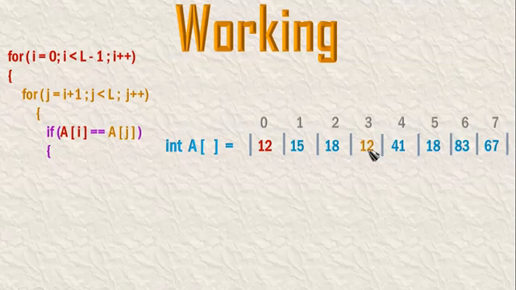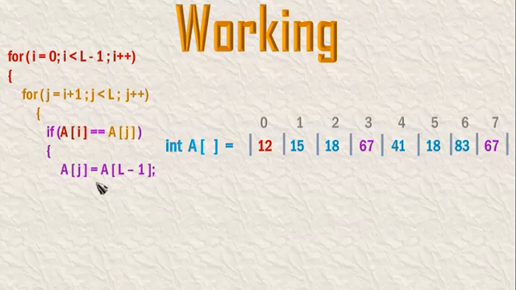When it is equal, we will take the value at the last index, that is 67 here. We will overwrite the value at the last index to the index where the value is repeated. So we have to write the code a of j is equal to a of l minus 1. Here l minus 1 is the last index. Then we will decrease the array length by 1 by giving l minus minus.